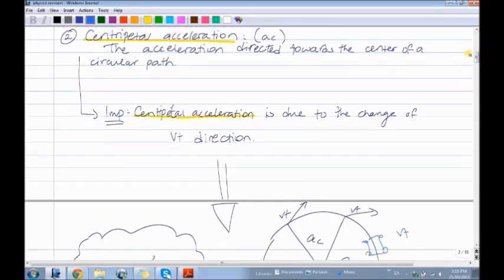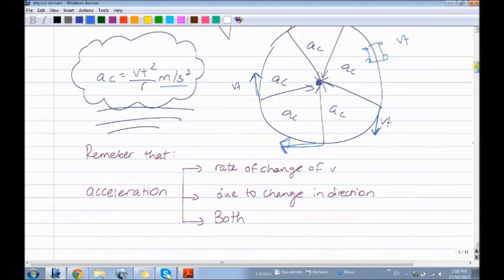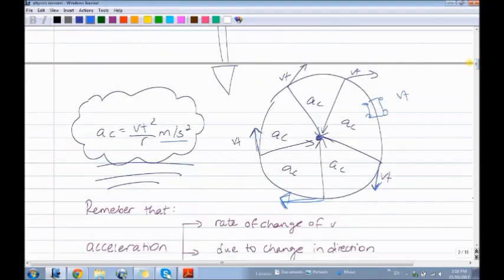Now, centripetal acceleration, AC. The acceleration directed towards the center of a circular path. Centripetal acceleration is due to the change of Vt direction. Now, acceleration has velocity, and velocity is a vector quantity. So, acceleration is a vector quantity, meaning that it has both magnitude and direction. The formula of centripetal acceleration is AC equals Vt squared over R, the radius, and the unit is meters per second squared.